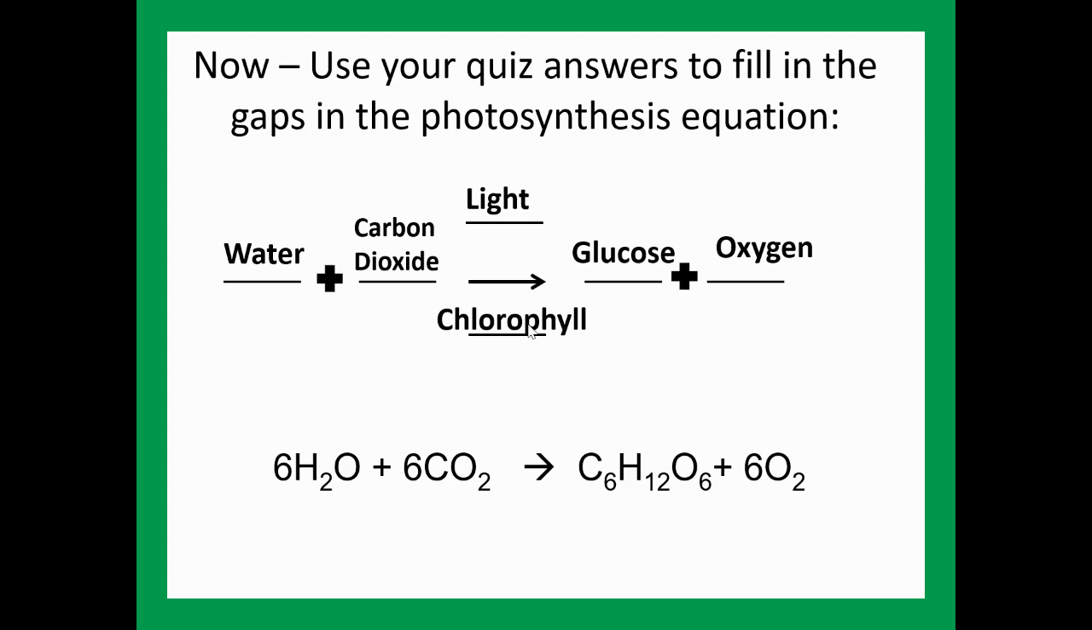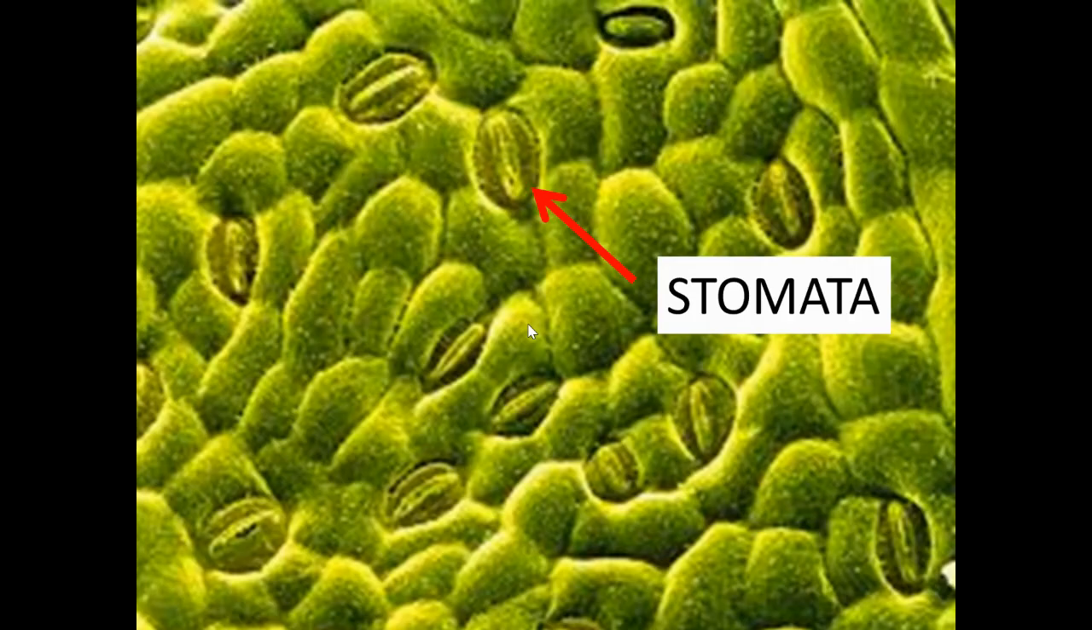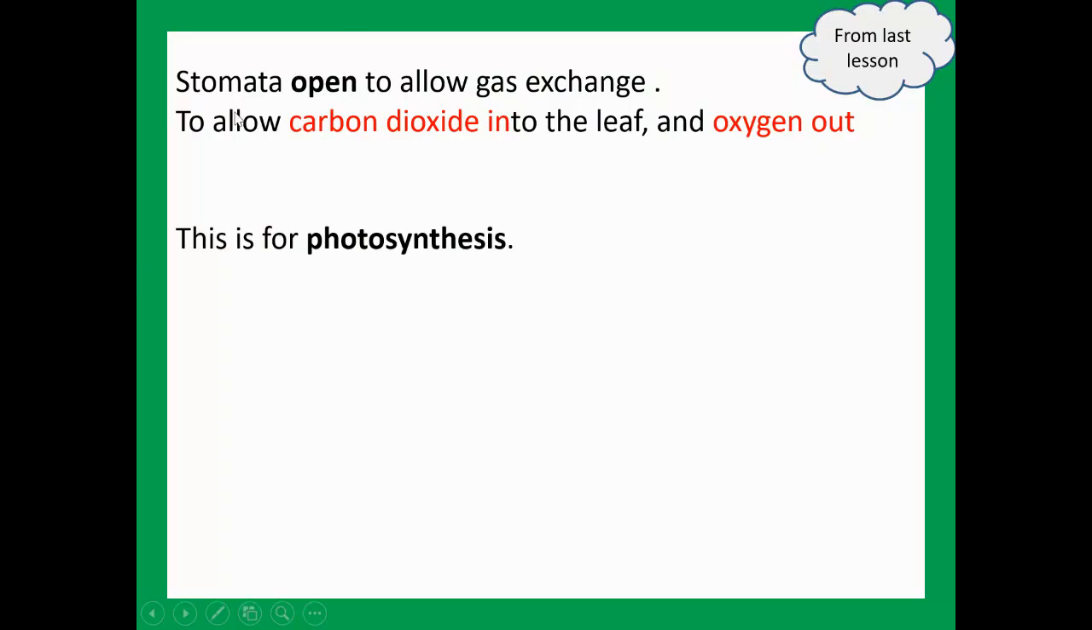Especially those in the leaves of plants. Last lesson we looked at stomata, these bean-looking things. If you zoomed in really close, if you looked very closely at the surface of a leaf, especially the bottom end of the leaf, you will see these stomata. You saw this slide. Stomata open to allow gas exchange, allowing carbon dioxide in and oxygen out.